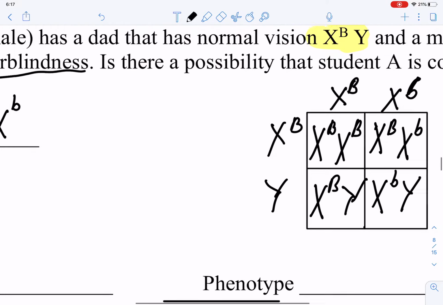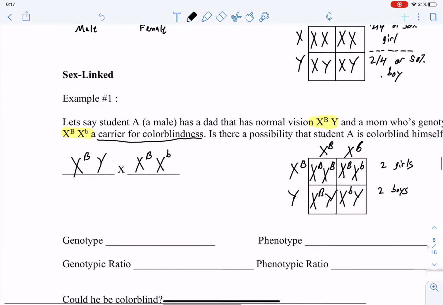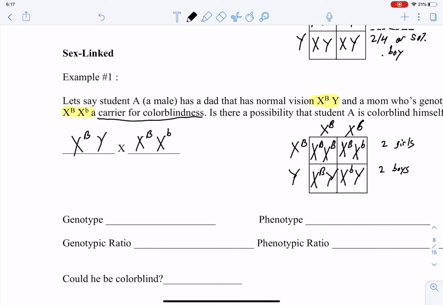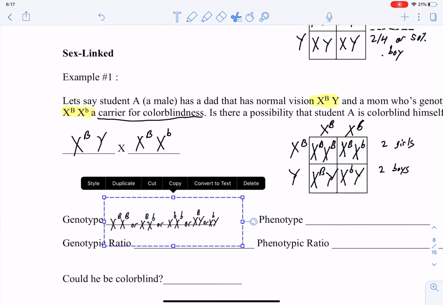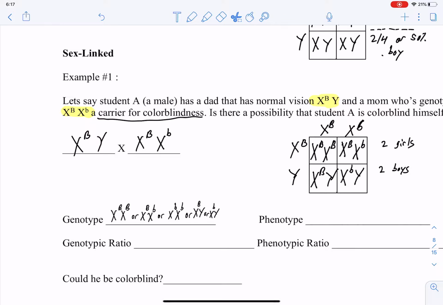Looking at this, if we start including the genotypes, we have quite a bit. We have X big B, X big B, or X big B, X little b, or X little b, X little b, or X Y big B, or X Y little b. So including all the females and guys, these are all of our options for genotypes.